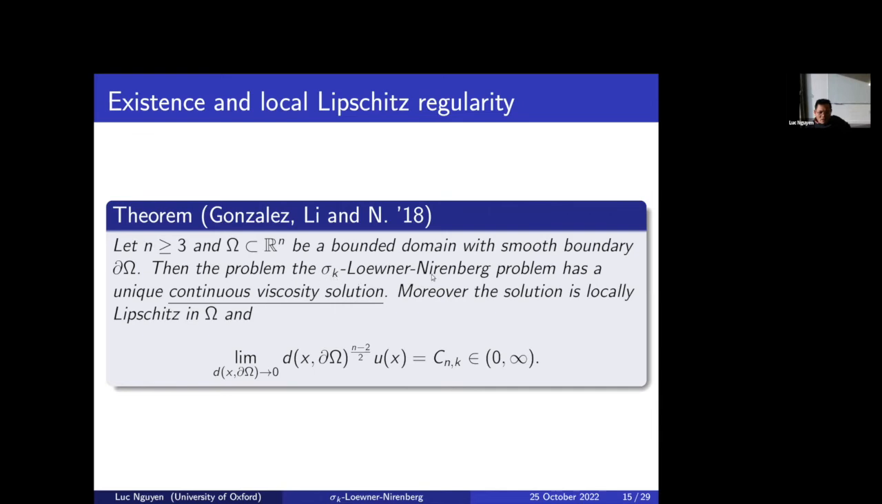Then the σ_k Loewner-Nirenberg problem has a unique continuous viscosity solution. Moreover, we can show that the solution is locally Lipschitz, and at the boundary it behaves in the way that we expected: if we take the distance to the boundary, raised to the power (n minus 2) over 2, and multiply it with our solution u, then as x goes to the boundary, that quantity approaches a constant that depends only on the dimension n and the number k in the σ_k problem.